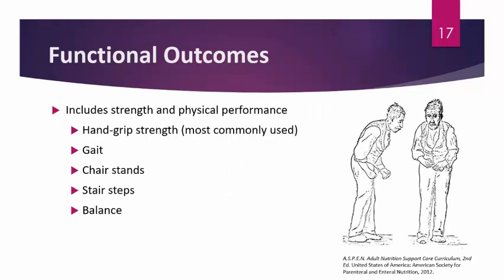Another big thing that we look at in terms of determining nutritional status is functional outcomes. So we're looking ideally at their strength and physical performance, or what we essentially can determine their strength and physical performance to be. These are assessed through things such as hand grip strength, which is most commonly used, which is partly a little bit subjective in that it really depends on the person who's measuring that degree of hand grip strength.